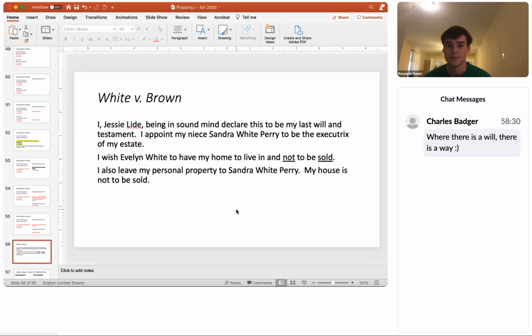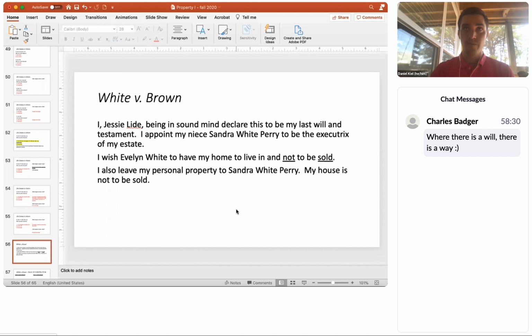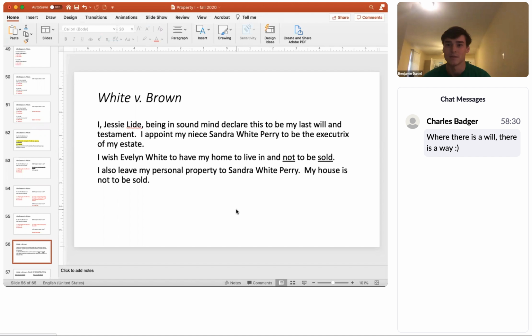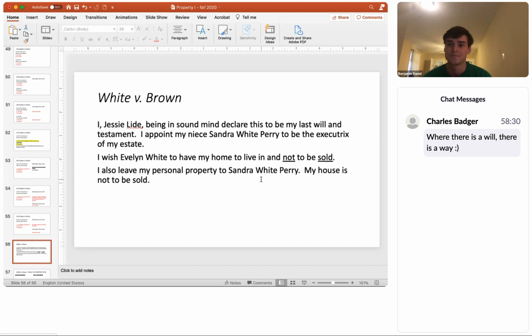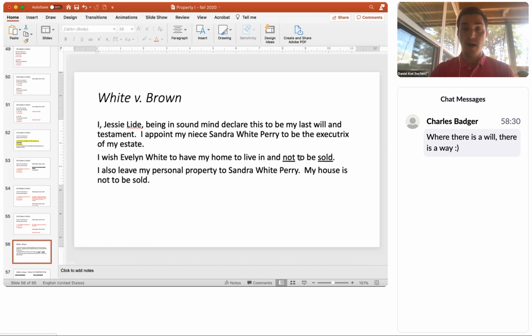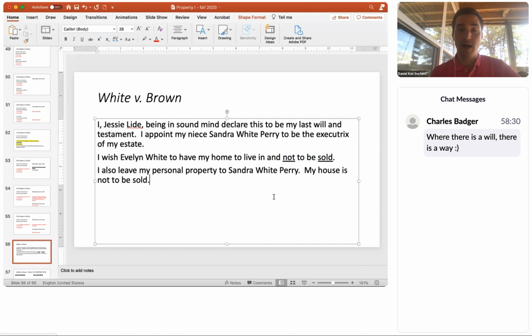The fact that she put in a condition at all, the fact that she put limitations on her conveyance. Right, but what is the limitation that she put on it? Alienation. Right, don't sell it. Not to be sold. She says it twice: I wish Evelyn White to have my home to live in and not to be sold.